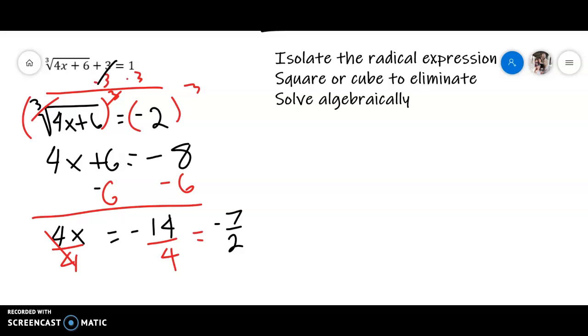Negative 7 over 2 is our solution. I'll leave it to you. You can verify that if I plug negative 7 over 2 back into my equation for x, that will in fact validate it. Okay?